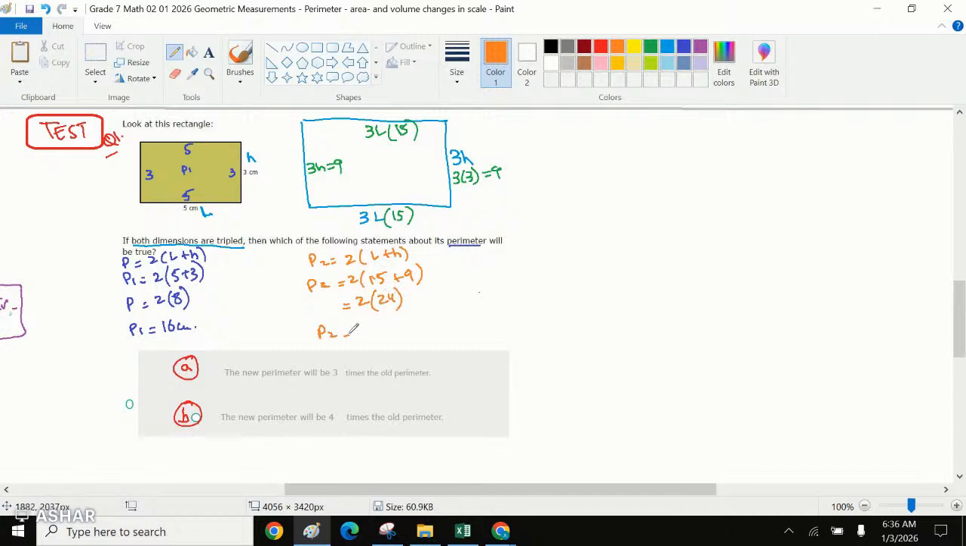And perimeter 2 comes out to be 48 centimeter. We need to find the ratio. So we can write perimeter 2 divided by perimeter 1, that is 48 divided by 16. That means perimeter 2 is 4 times of perimeter 1. Let's see. The new perimeter will be 4 times. Option B is the correct option, right?